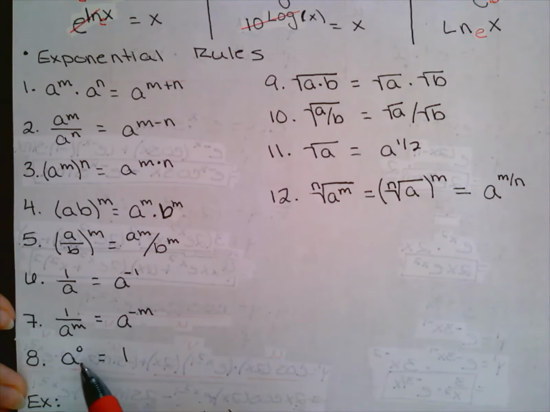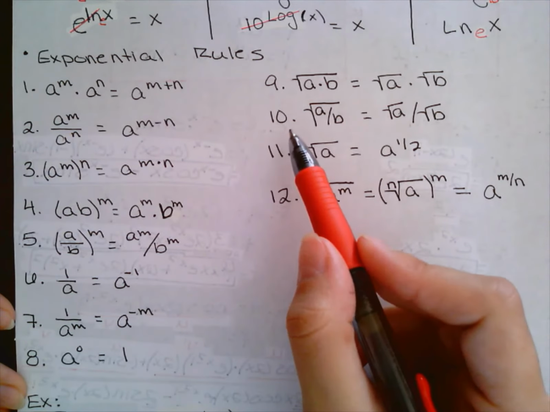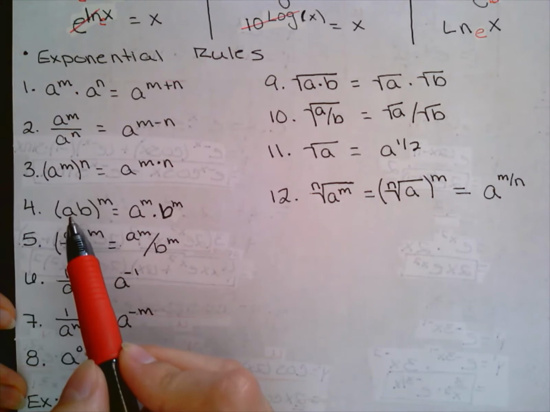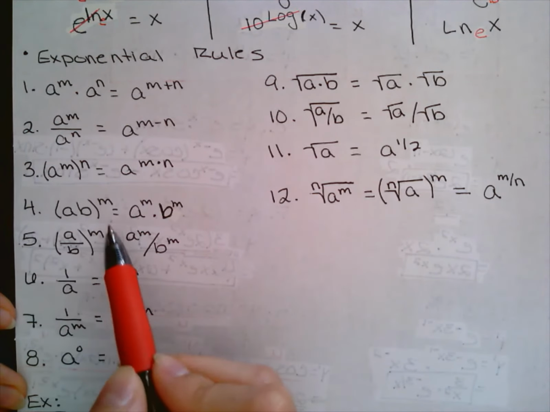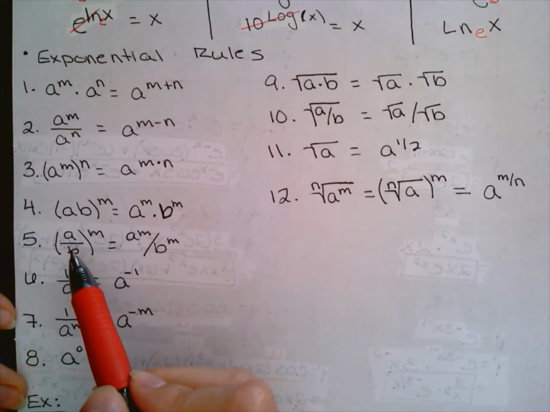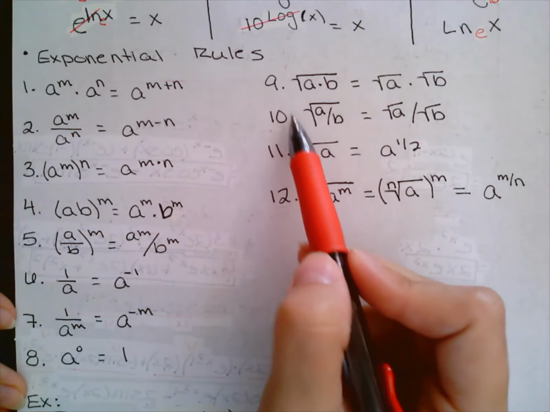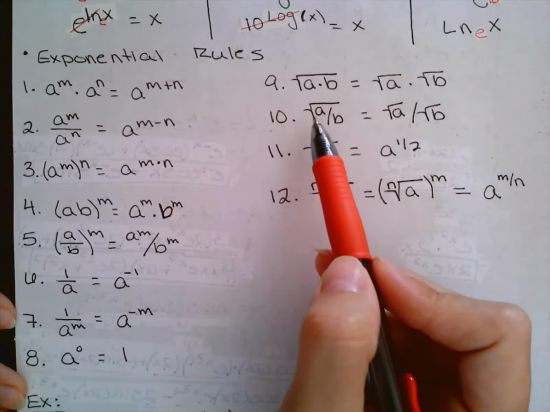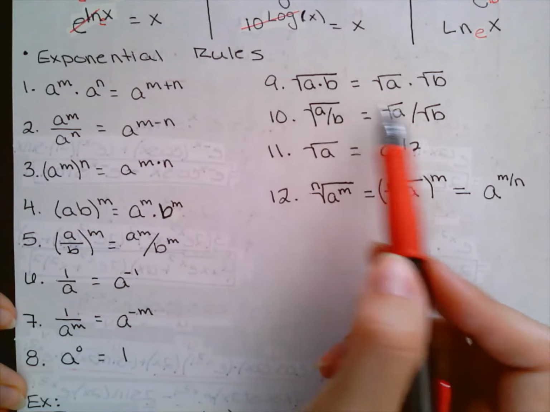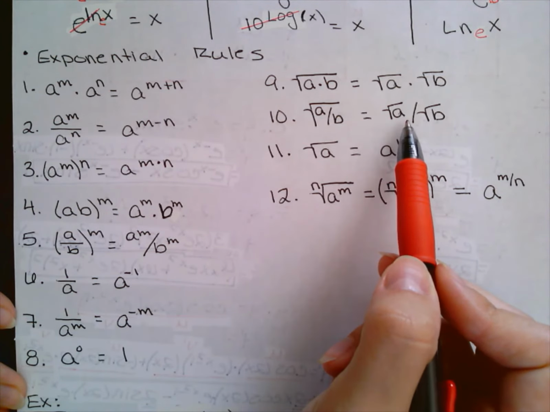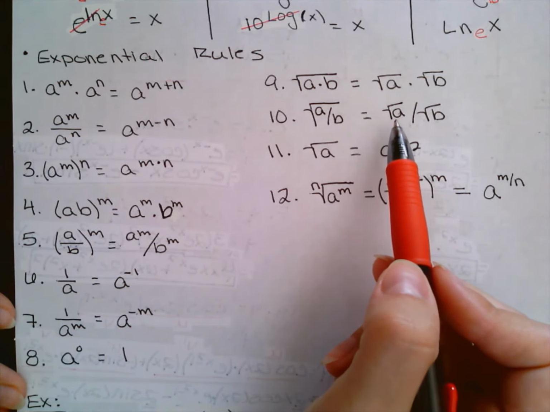Okay? Number 8 is remembering that anything raised to 0 equals 1. 9 and 10 go hand in hand, and it's very similar to 4 and 5. So just like this exponent can belong to both being multiplied and both being divided, remember that a radical is just me writing a fractional exponent, and I'll go over that in a second. So this radical can belong to both of them, right? And same with division, it can belong to both of them. Again, this only works with multiplication and division.